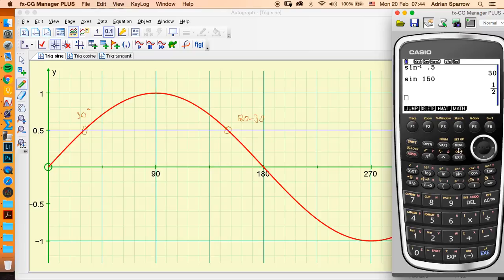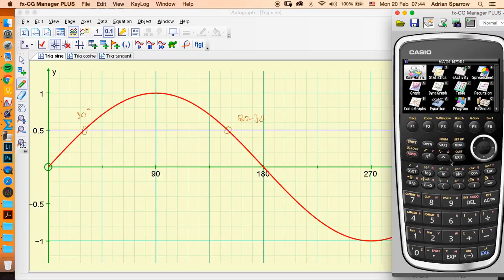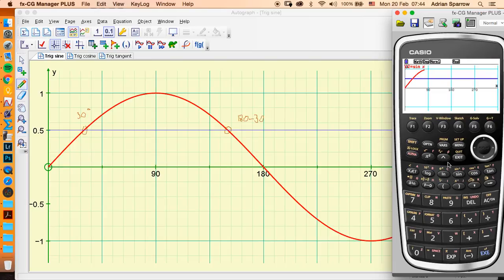Now if you want to use your graphic calculator to do that, make sure you're in degree mode, go into the graph menu and draw the graph of sine x, which I've already drawn with a window of 0 to 360, and draw the half, and then just do G solve and intersect. So you get 30 degrees as one of the answers and 150 as the other.